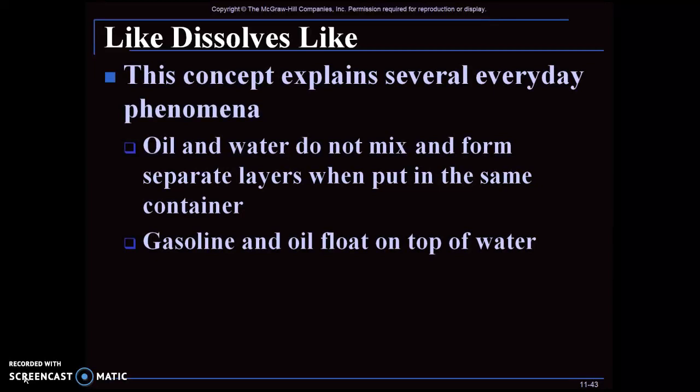This concept explains several everyday phenomena. We all know that oil and water do not mix, and they form separate layers when they are put together in the same container. Gasoline and oil float on top of water because gasoline is a non-polar liquid, oil is a non-polar liquid, and water is a polar liquid. So polar dissolves only polar, and non-polar dissolves only non-polar. That is the very reason oil and gasoline float on top of water. They do not mix with each other.